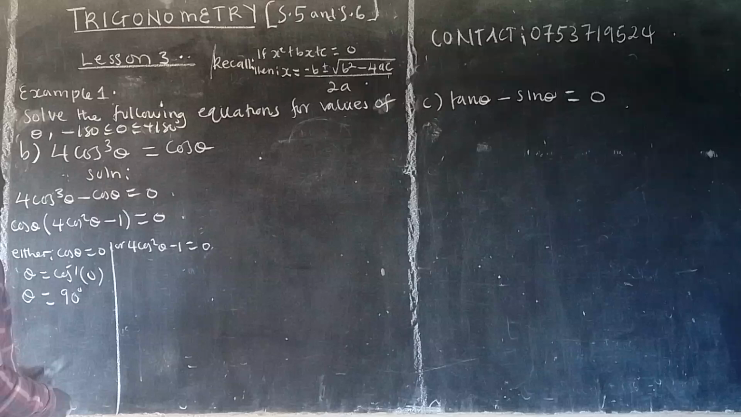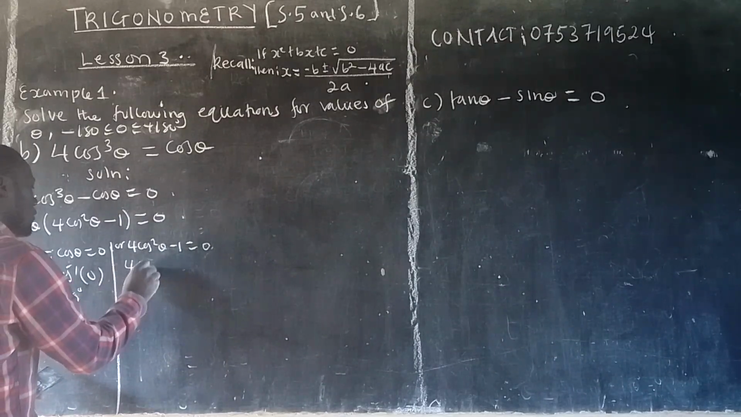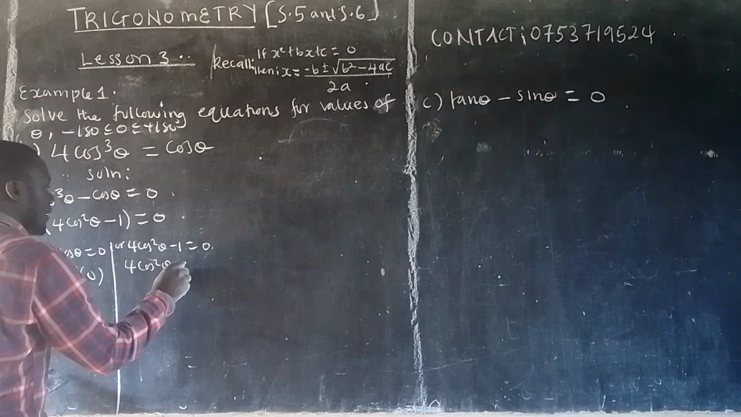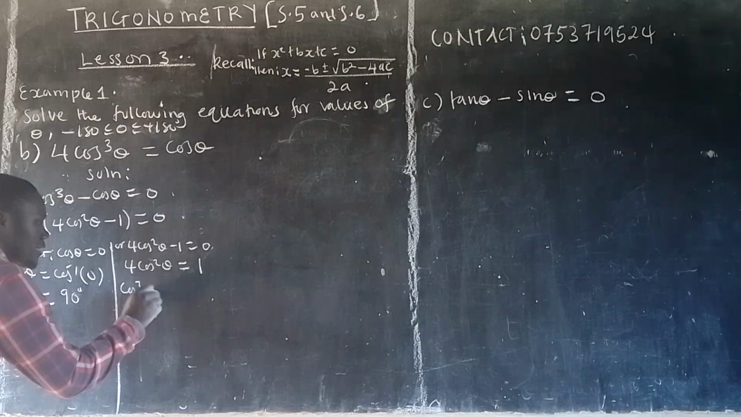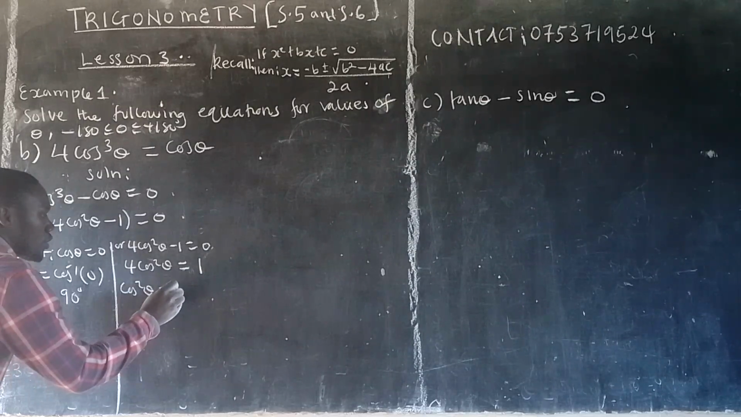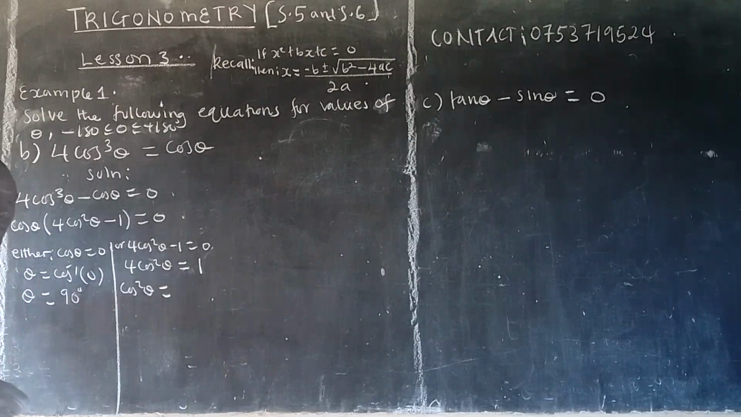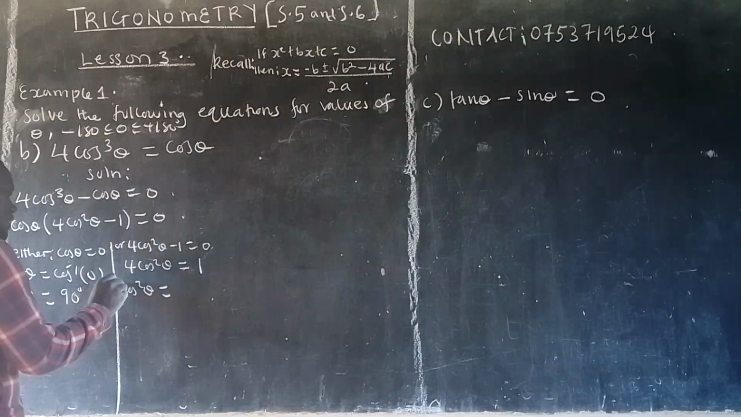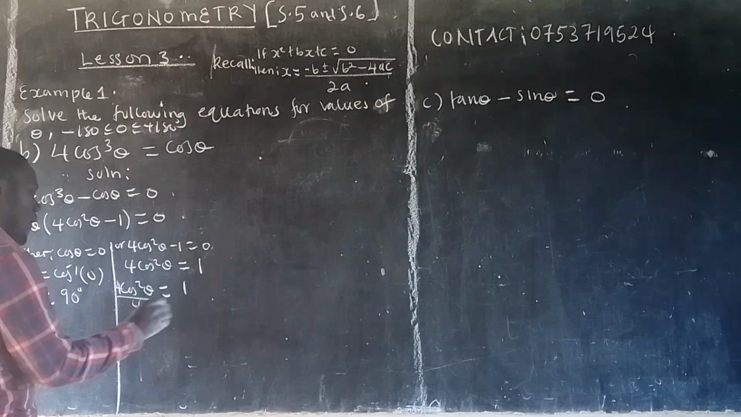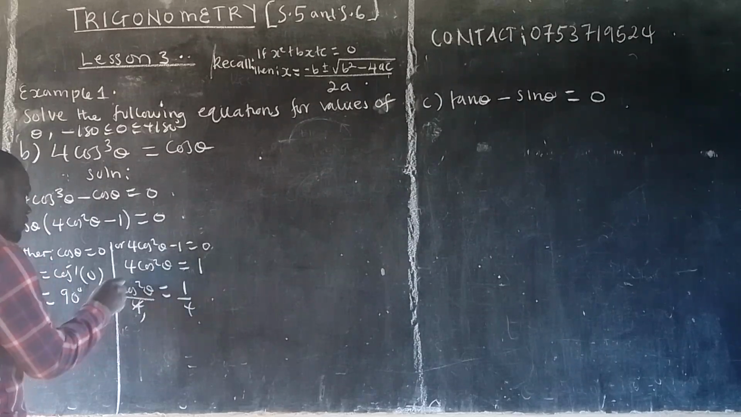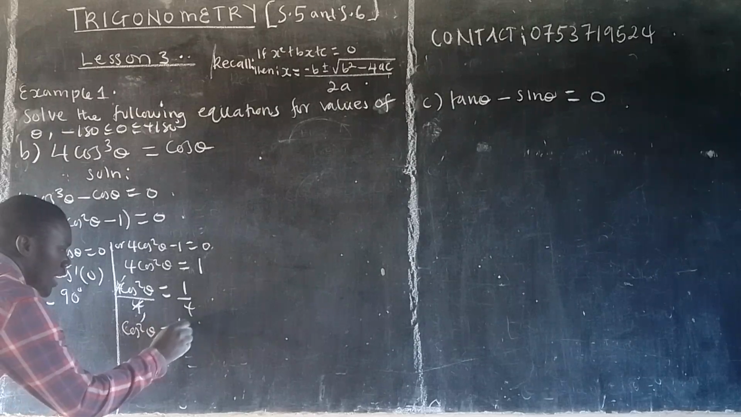Yeah, like that. So come to this. 4 cos squared theta minus 1. So collect like terms. Let this one go the other side. That will be 4 cos squared theta is equal to 1. All right. That will mean that cos squared theta is equal to, okay, can we just divide both sides? So divide by 4. This will go with that. So now we remain with cos squared theta is equal to a quarter.